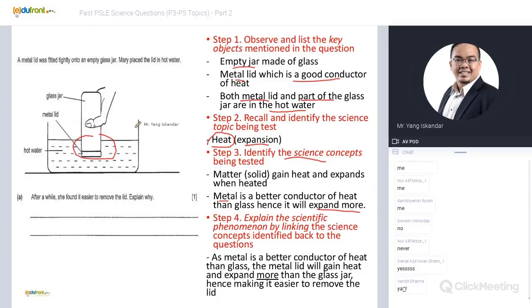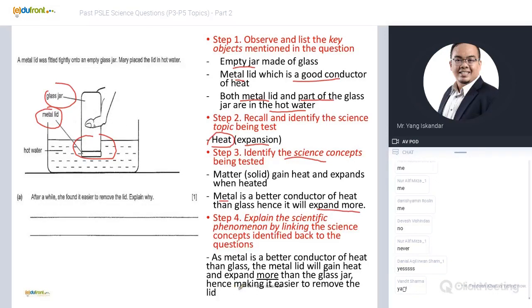Now, remember, there is a comparison aspect here. You need to compare between glass and metal. Why? Because both glass and metal are in the hot water, right? In some similar questions, only the metal lid is in the hot water, but not the glass. But in this particular question, both the glass jar and the metal lid are in hot water. So there's some form of comparison.